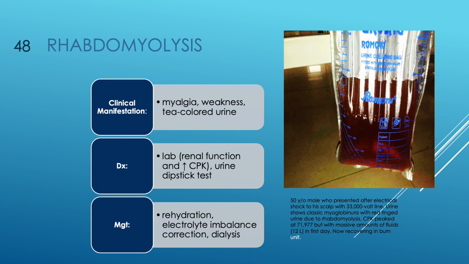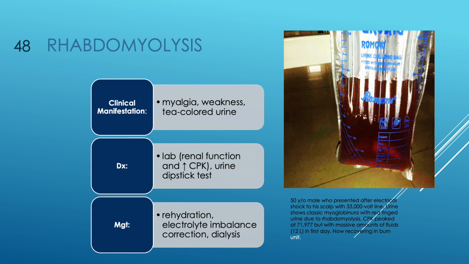Clinical manifestations include myalgia or muscle pain, weakness, and tea-colored urine due to the myoglobinuria, so the increase in myoglobin within the urine. Diagnosis is often done through lab tests, so there would be an elevated serum creatine kinase levels, renal function test to assess kidney function, and a urine dipstick test to detect myoglobin in urine.